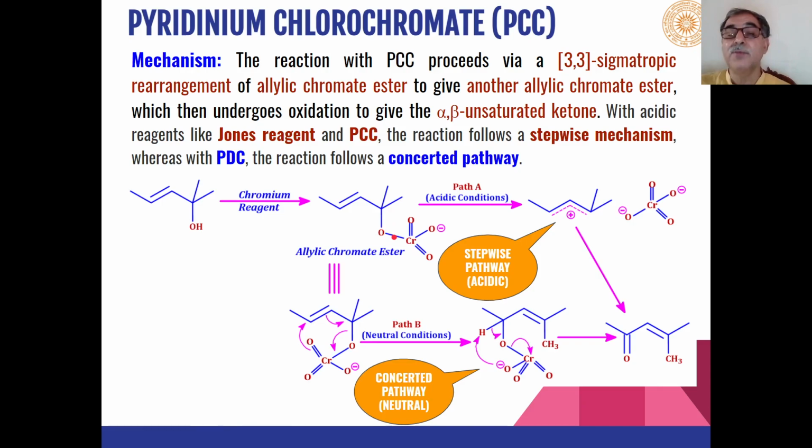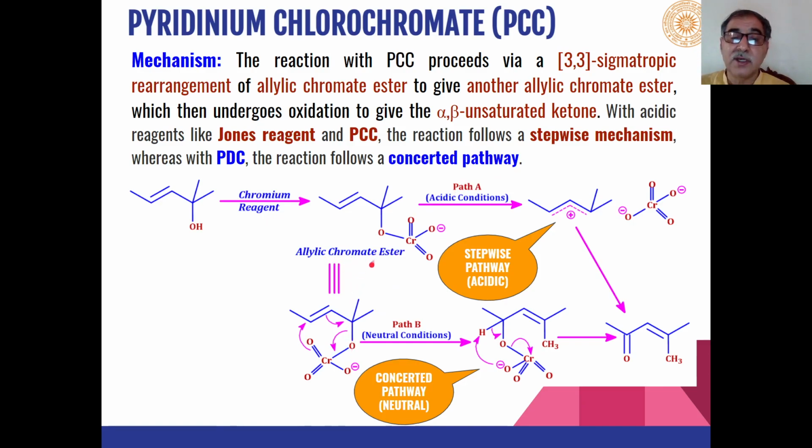And then this allylic chromate ester, if the conditions are acidic, will follow path A, that is a stepwise mechanism, which will be followed under acidic conditions, and the reagents are Jones reagent and Pyridinium chlorochromate. In this case, this will leave as the negative part, and a carbocation, an allylic carbocation, will be formed like this. And this allylic carbocation, with the attack of hydroxyl group, will be converted into an alpha beta unsaturated ketone. Then if the conditions are neutral, a concerted pathway will be there for this transformation.